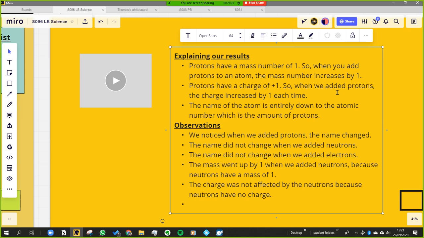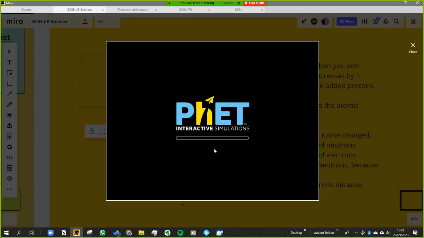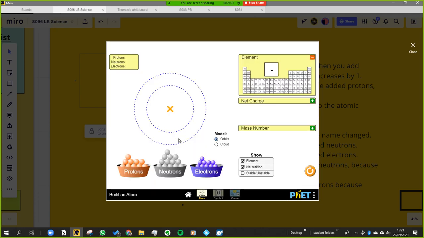So every single hydrogen atom, for example, has 1 proton. You can't have a hydrogen atom with 2 protons, but you can have a hydrogen atom with 1 proton and 2 neutrons. So I'll just quickly nip into this simulation and demonstrate what I mean. So we go to build an atom. Let's get that up first of all. When we added a proton, the charge went up by +1, the mass went up by 1, and the name changed to hydrogen.